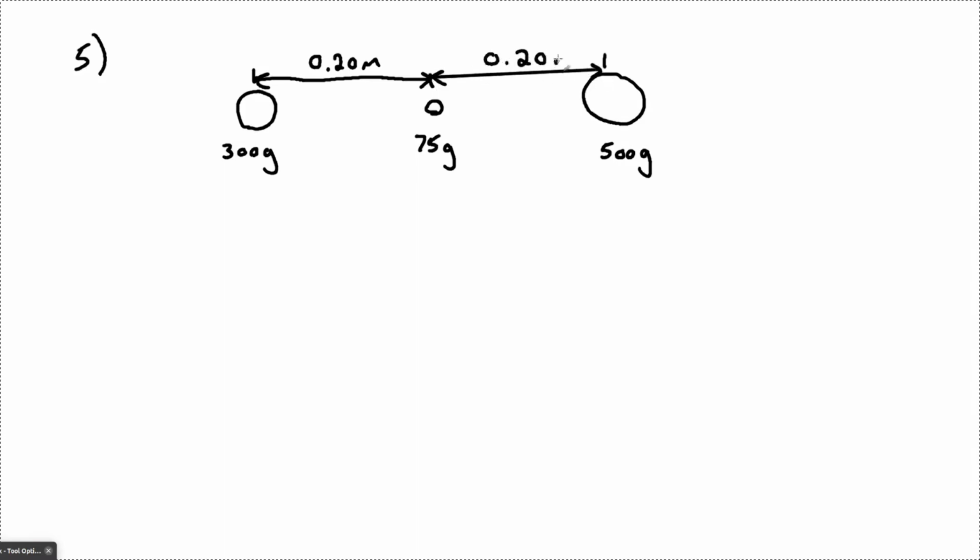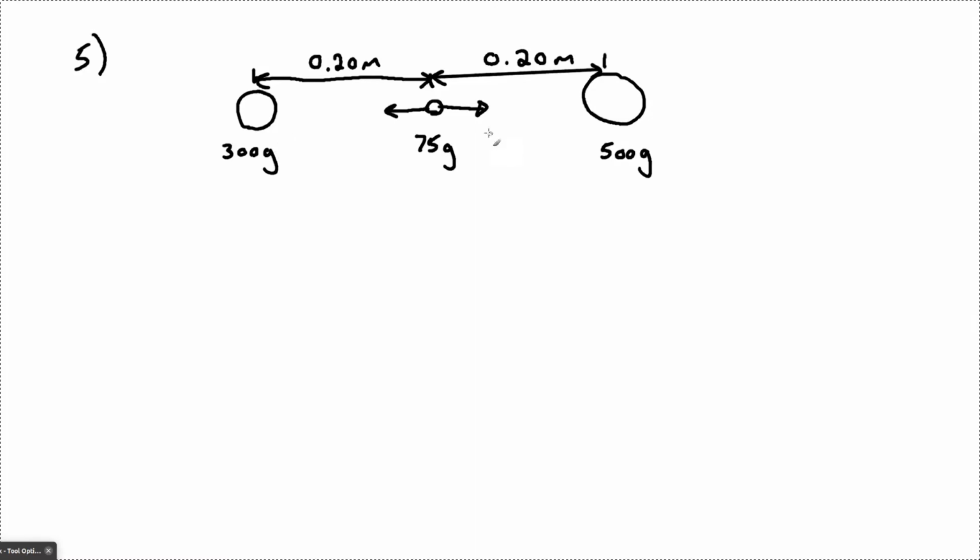Could we work out the force experienced by the 75 gram mass then in this gravitational field? So what we've got to realise is that this 75 gram mass is going to be attracted towards the 500 gram one and also attracted towards the 300 gram mass. So it's being pulled gravitationally towards this mass by its gravitational field and also towards this mass. So the resultant force here is going to be the resultant of these two forces.